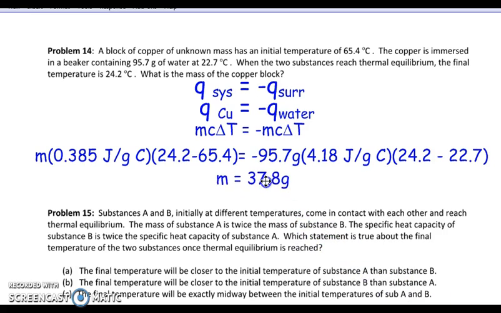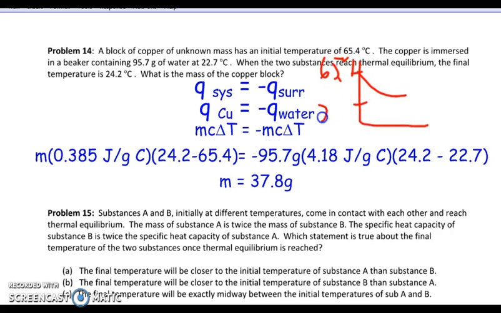Okay, did you get this? Mass is equal to 37.8 grams. I hope you did. That's what I got. So does this make sense? Well, once again, if I were to draw this out, here's my copper at 65.4 and it's losing energy. Here's my water at 22.7 and it's gaining energy. And notice they both end up at 24.2. Once again, water only went up by a teeny tiny bit and copper dropped by a large temperature difference.